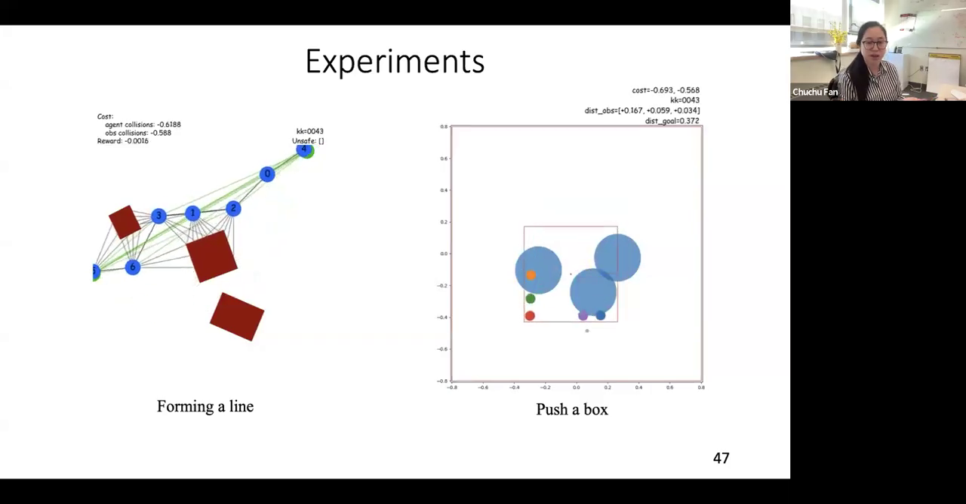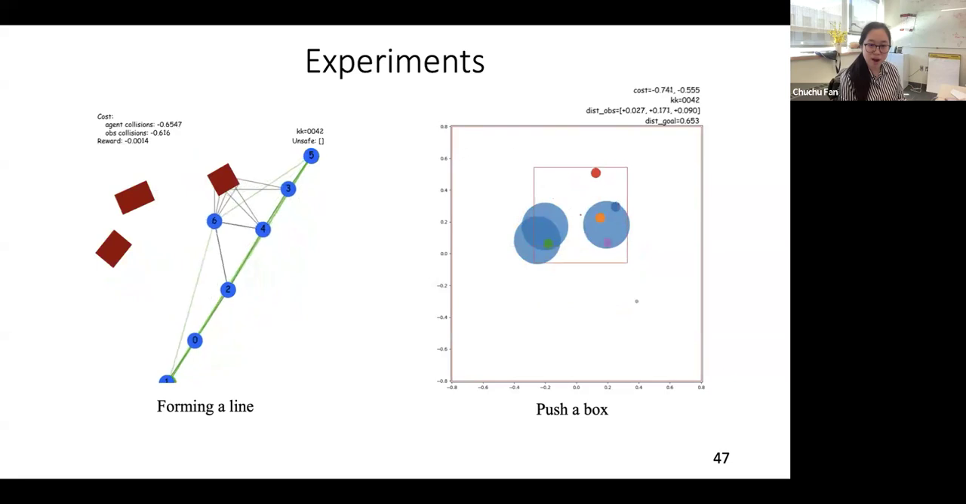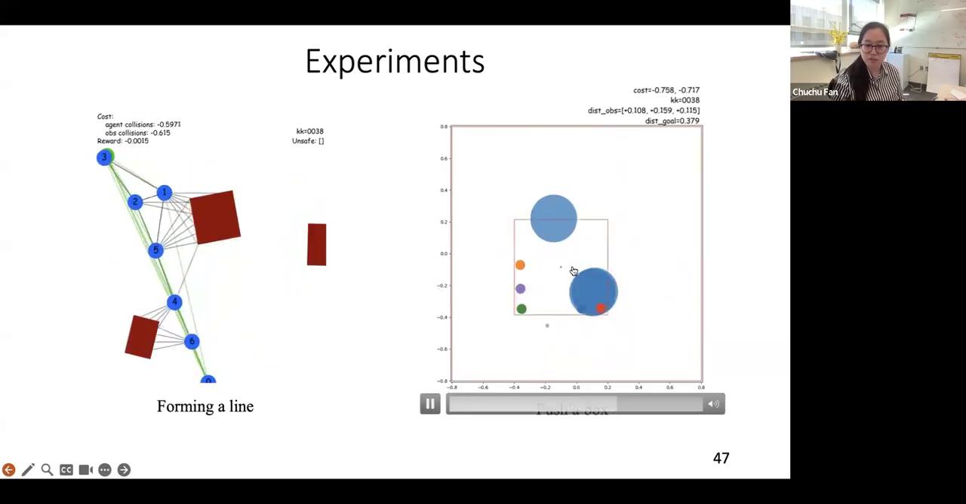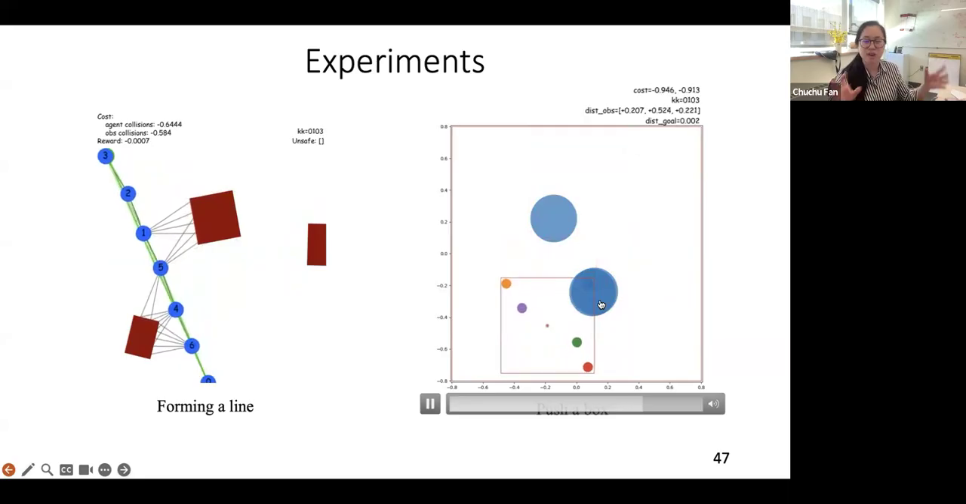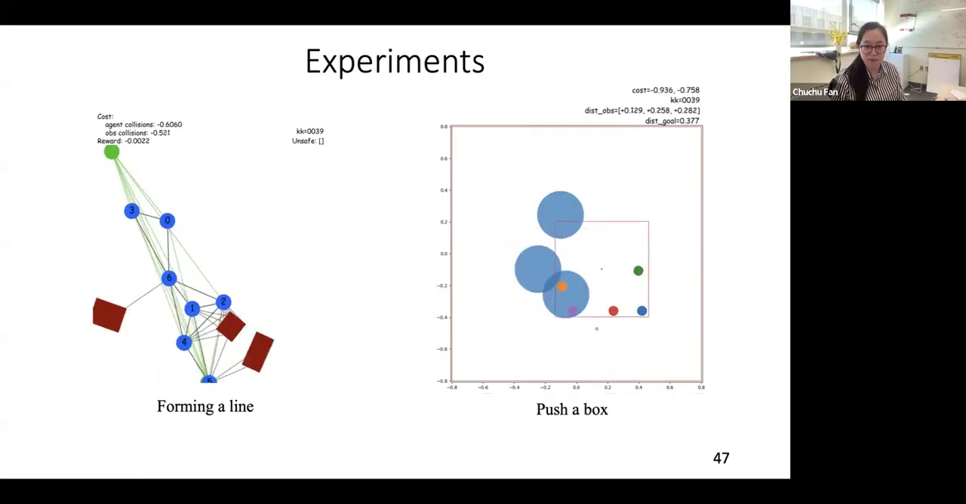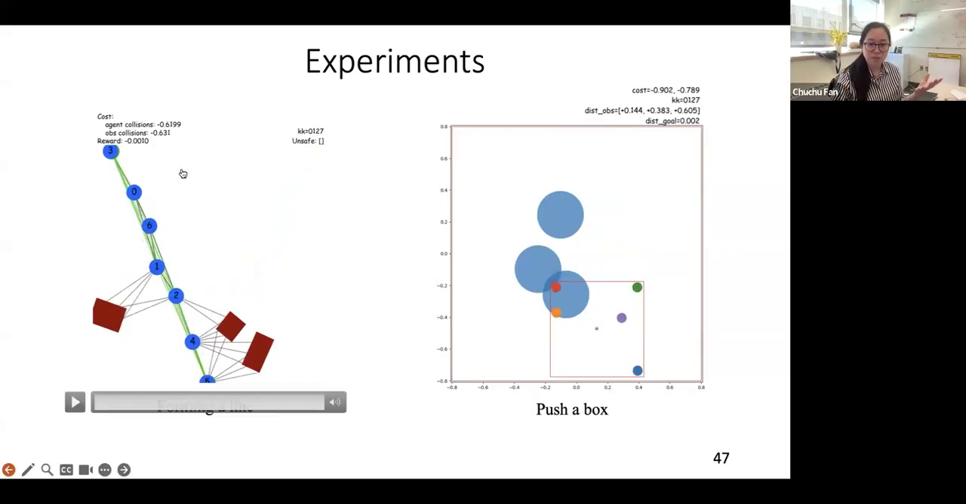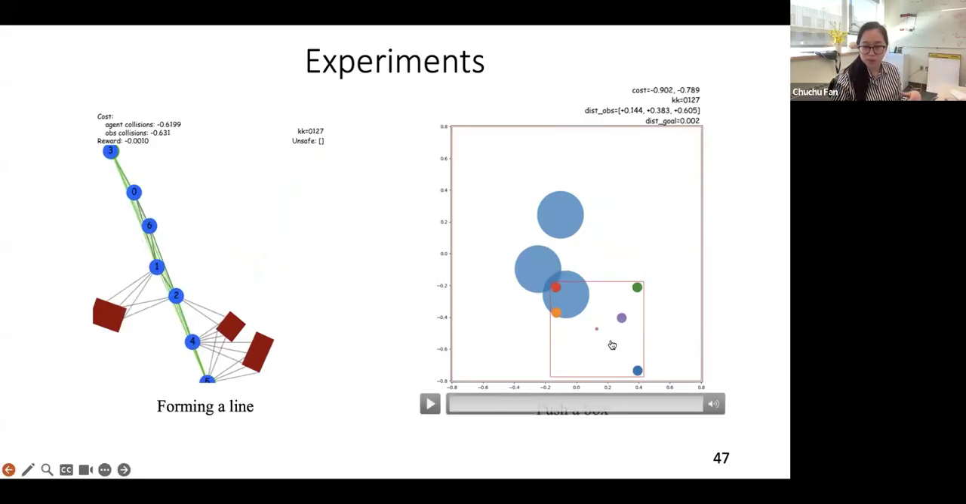I'm giving you a few quick examples here. For example, I want all my agents to move around, avoid obstacles, but form a line on the left. Or multiple agents are pushing this box to make sure that the middle of the box will never collide with these randomly sampled obstacles in the environment. So those are central objectives. Here, the objective is to form a line or to push this one box.